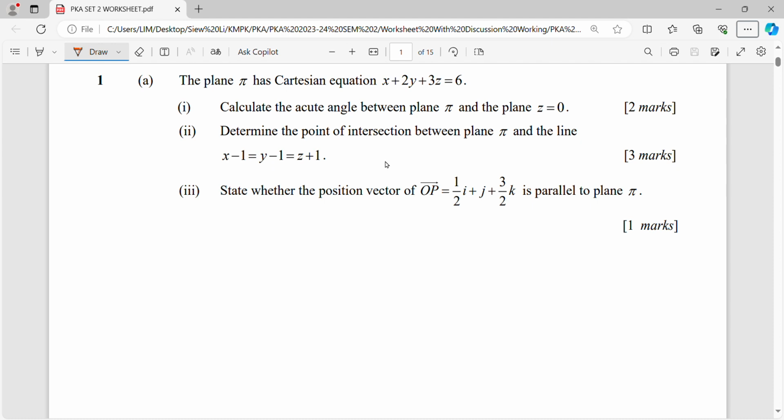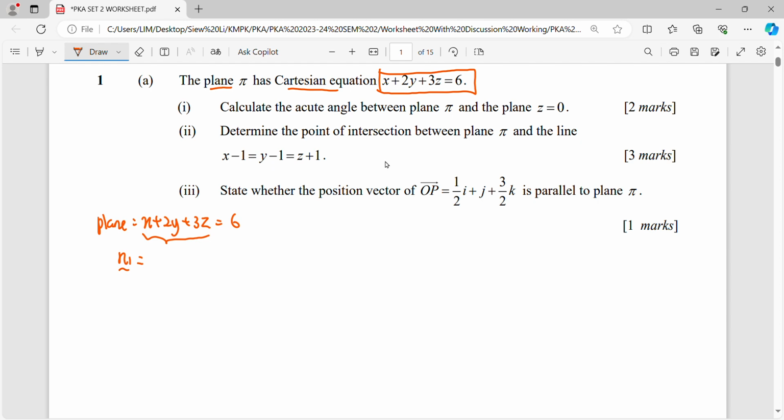Okay, so start with question 1. The plane has Cartesian equation x + 2y + 3z = 6. When you're given a plane equation, before we do any calculation for the questions, you need to know that from the equation we can take out the normal. That is the hidden information under the Cartesian equation of the plane.